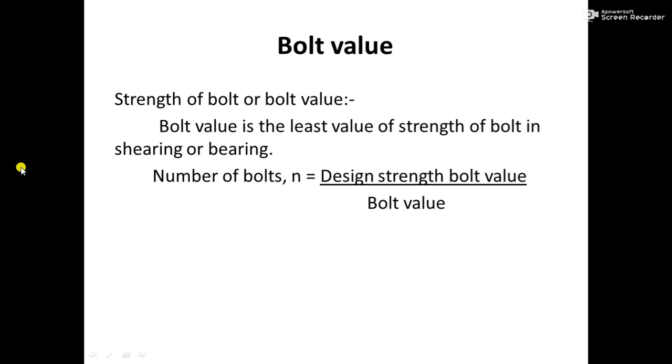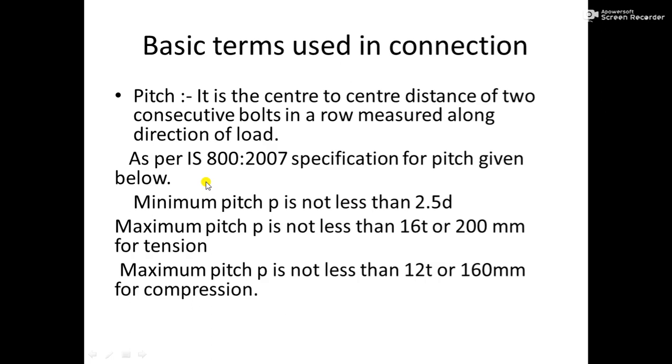Then bolt value is nothing but the minimum value of shearing and bearing strength of bolt. Bolt value is the least value of strength of bolt in shearing or bearing, and the number of bolts n is equal to the design load divided by the bolt value. The load is given in the problem, that is the design strength or load carrying capacity, and that value is divided by the bolt value, the minimum of shearing and bearing value. Then we will get the number of bolts.